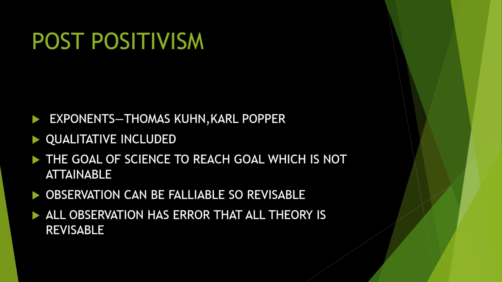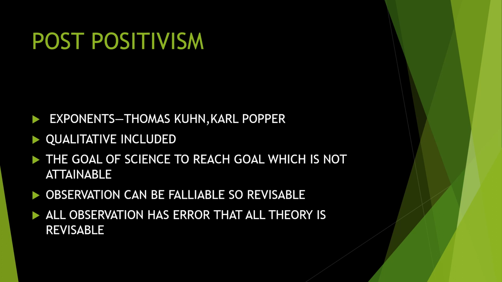That is positivism. Thomas Kuhn and Karl Popper are great exponents of this field, and it is based on quality. Okay, quality is based on positivism. The goal of science is to reach a goal which is not attainable. That is one of the ideas they put forward. Science is trying to find the truth, but it is not attainable as such.